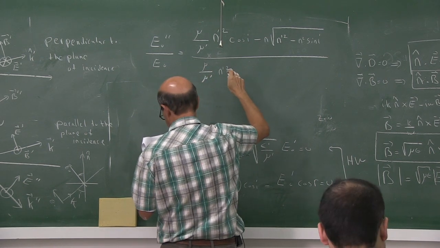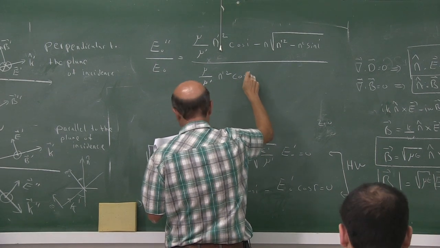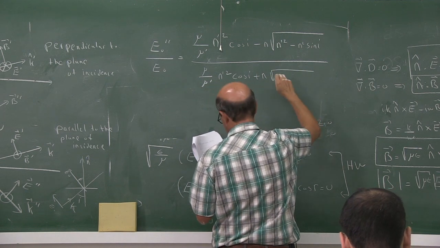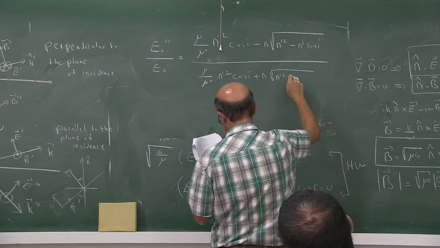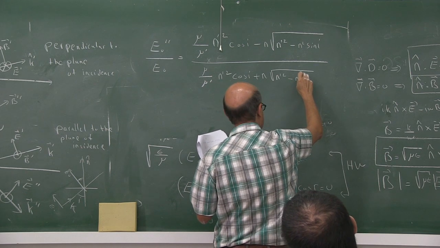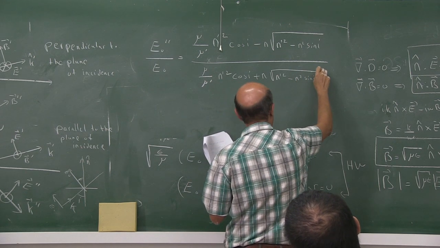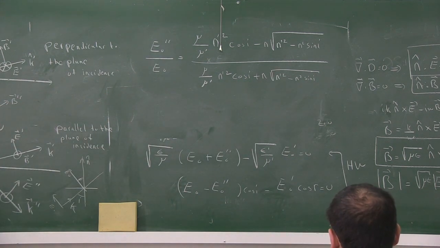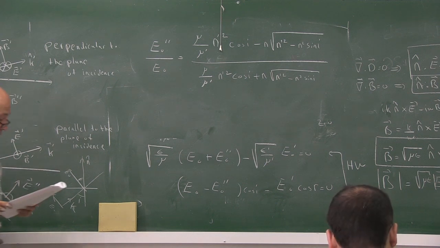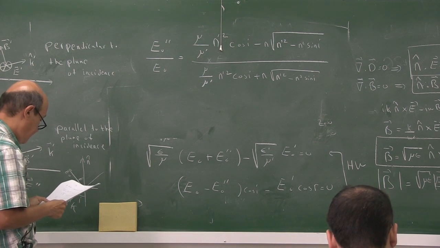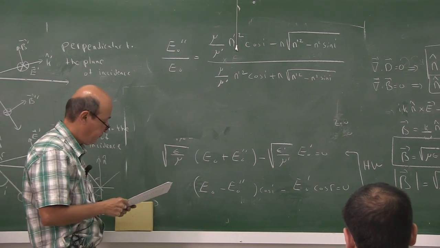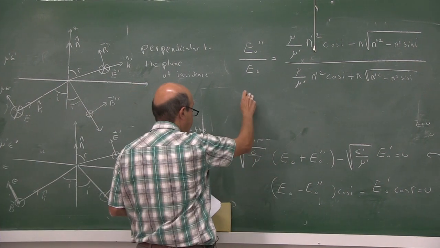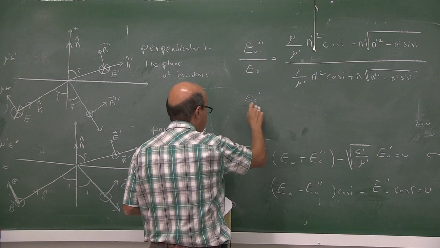I will study it on the board, but it will take time, and it's standard algebra. I don't want to spend the time for this derivation, but you can easily derive this. So I write for only the reflected one. I can write for the refracted one also, but I don't want to do.